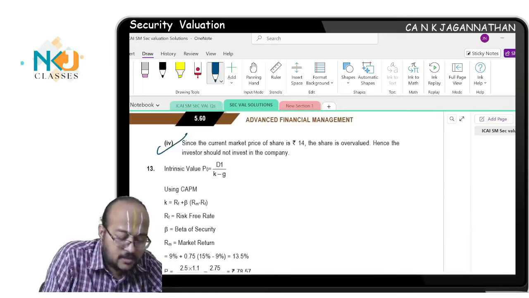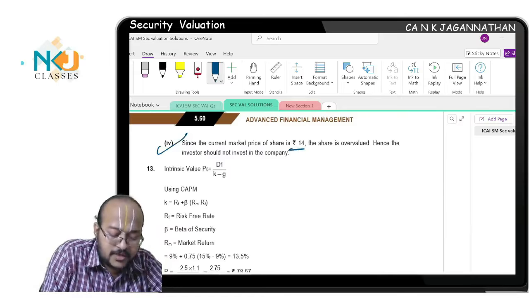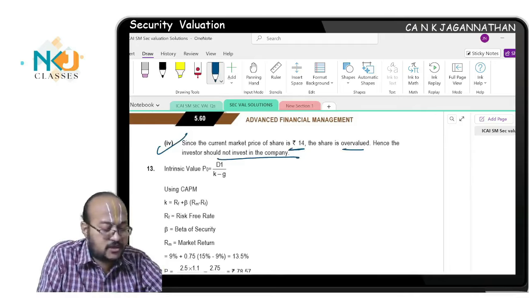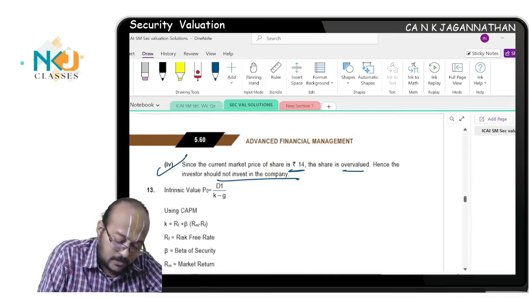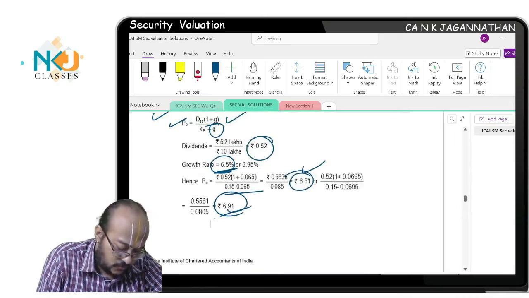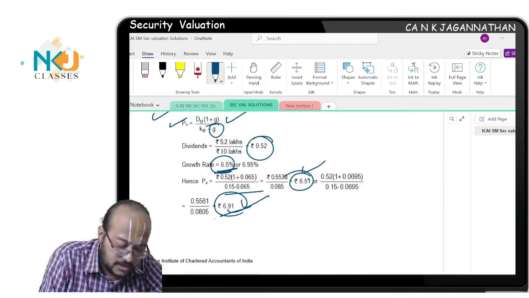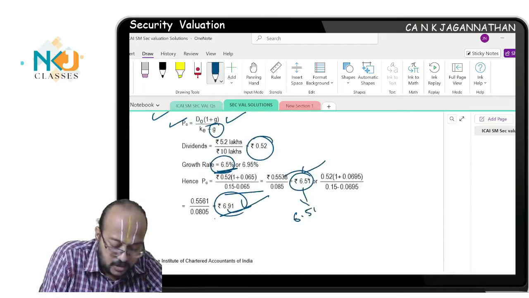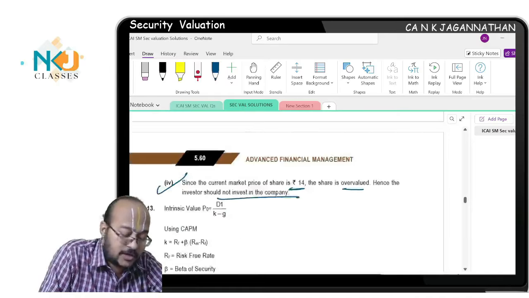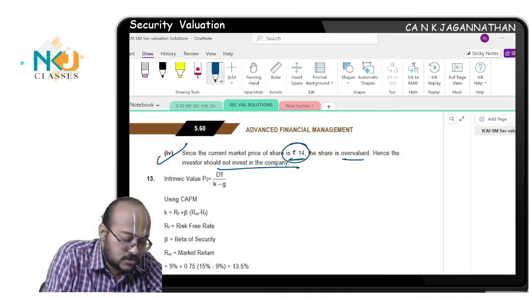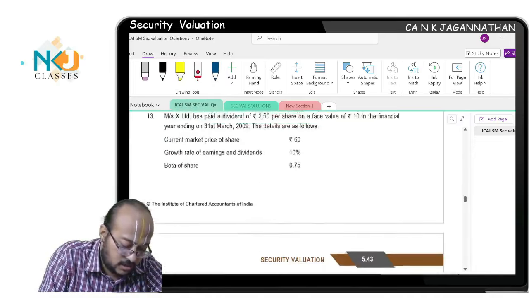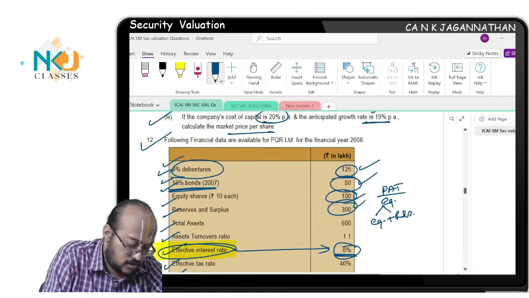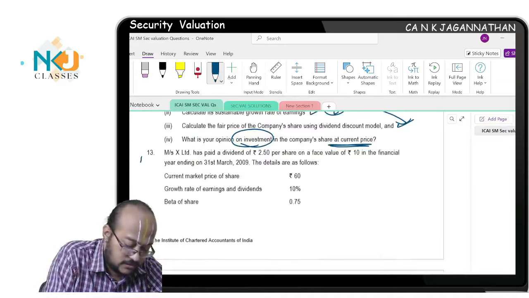Next, since the current market price of the share is 14, the share is overvalued. Hence, the investor should not invest in the company. See, very simple. The current market price is 14, and you found out the fair value of the asset is only 6.51. In the market it is trading at 14. It is overvalued and hence not recommended to buy the share. This is question number 12. This question number 12 also you can mark as important from this segment, the equity valuation segment.